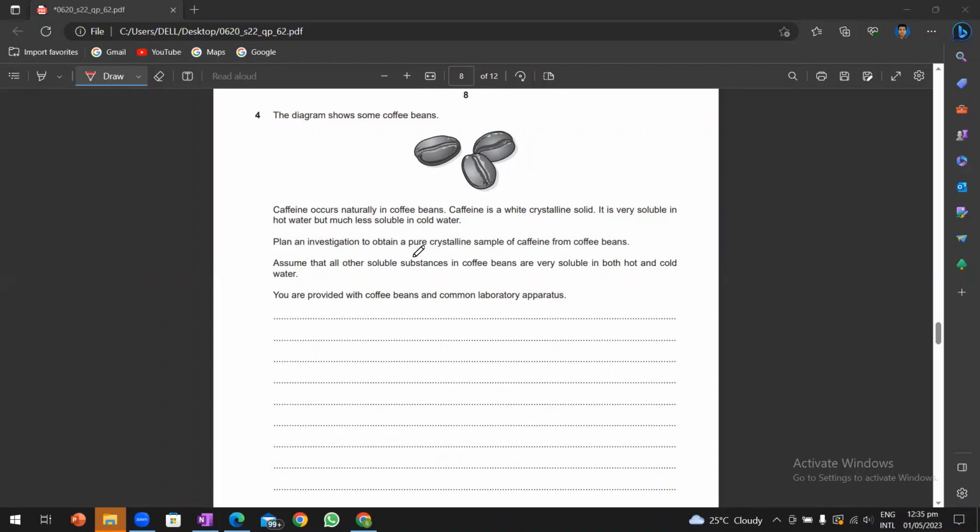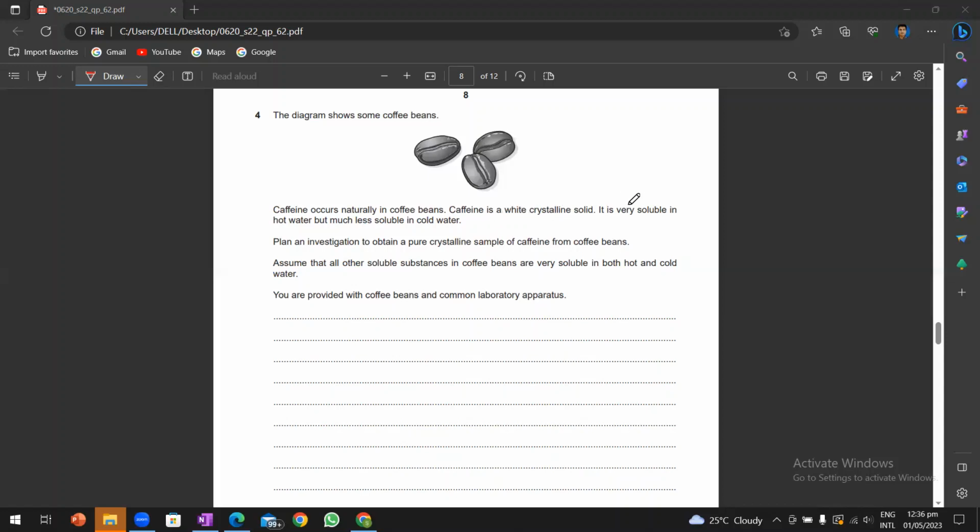Assume that all other substances in coffee beans are very soluble in both hot and cold water. You are provided with coffee beans and some common laboratory apparatus. Now, if you see this question carefully, they are asking us to separate caffeine, which is present in coffee beans, from the rest of the substances, which you can call impurities. You have to get pure crystals of caffeine. So this question is related to the topic of crystallization.